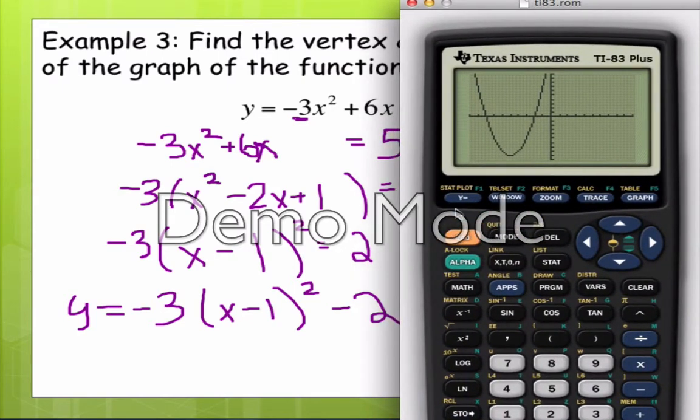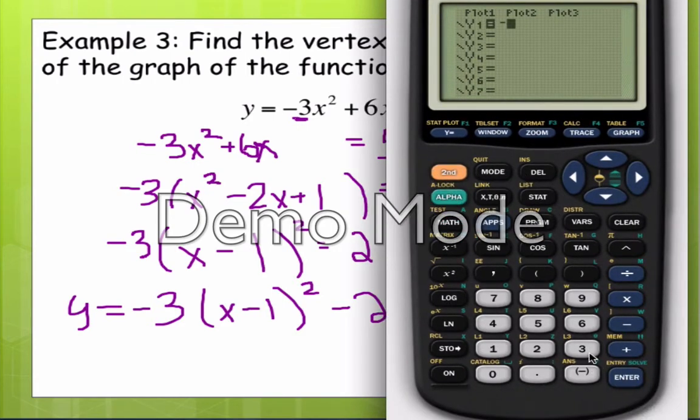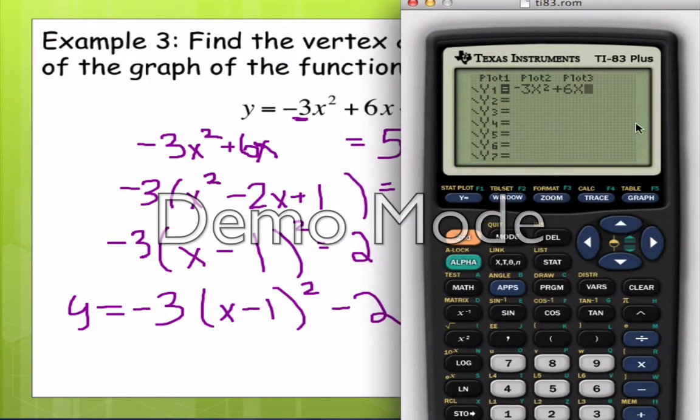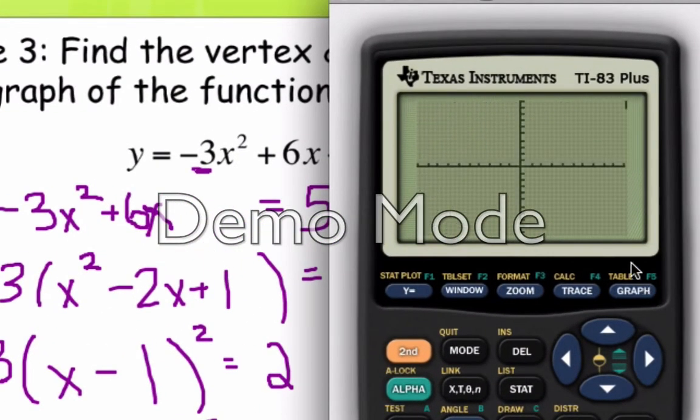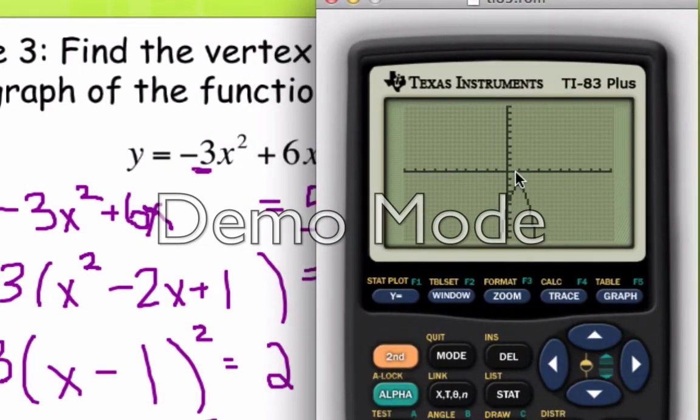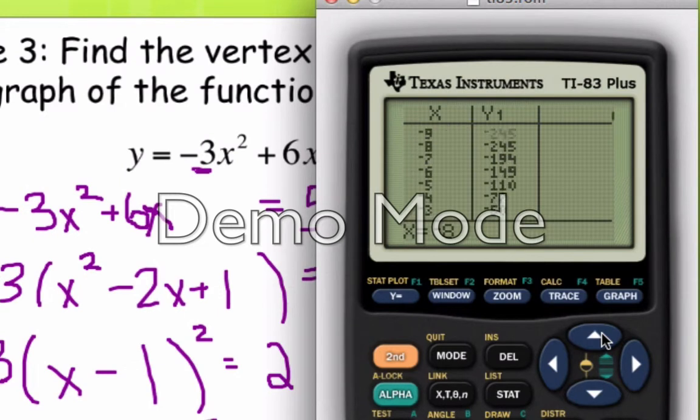-3x squared plus 6x minus 5, and graph it. Does the vertex look like it could be at 1, -2? Yes, it does. And the axis of symmetry would go right through that vertex at x equals 1. You want to look at the table. The vertex should be at 1, -2, and that looks about right. You can see that there.